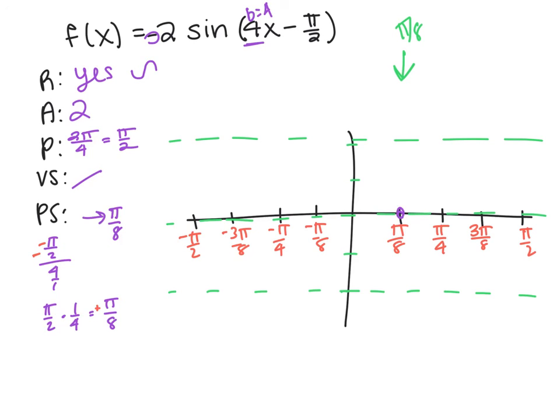Sine starts in the middle, so we're going to start at pi over 8, 0. Because of that reflection, that means we're going to go down first when we go to the right. So pi over 4, negative 2. Back up to the middle, to the top. And connect those dots, and now just go backwards the other direction. And there's our sine curve.